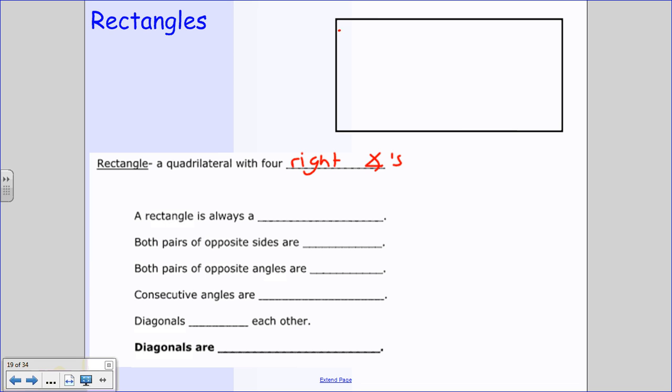So, right angle here, here, there, and there. A rectangle is always a parallelogram because both pairs of opposite sides are parallel and congruent.